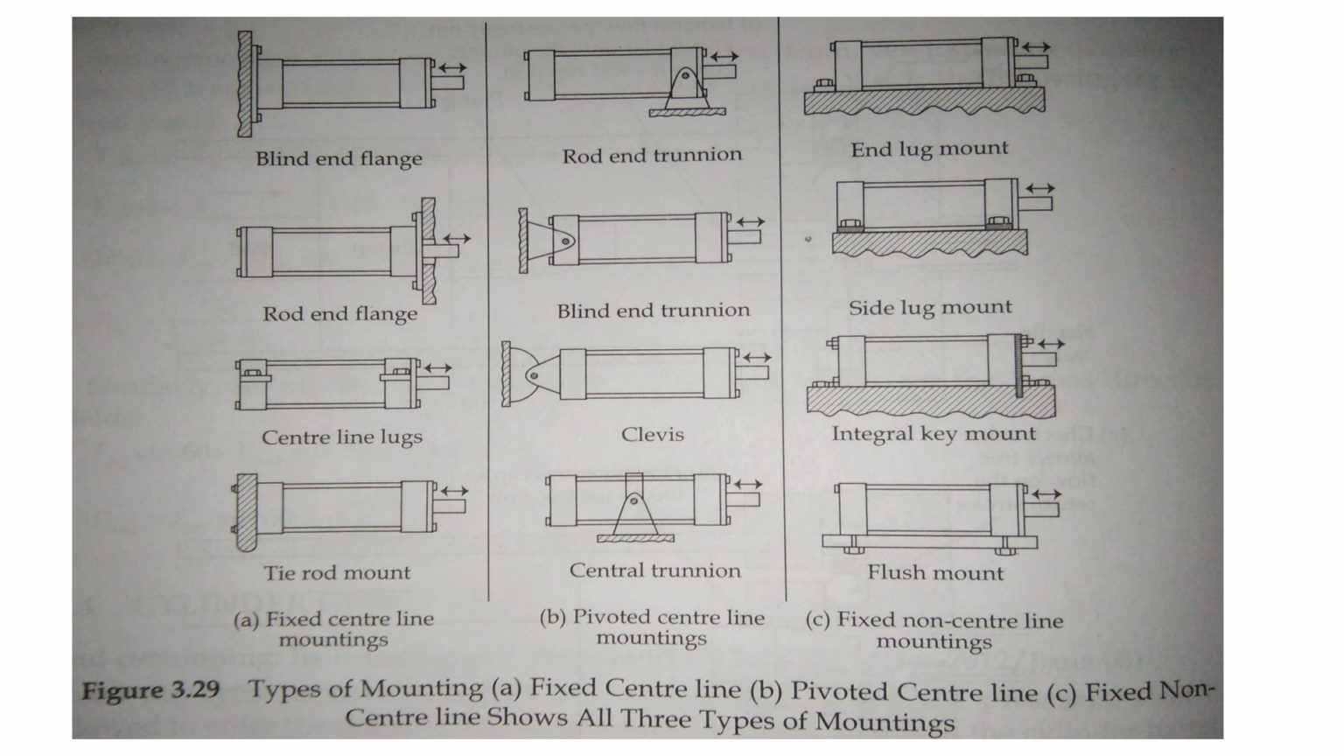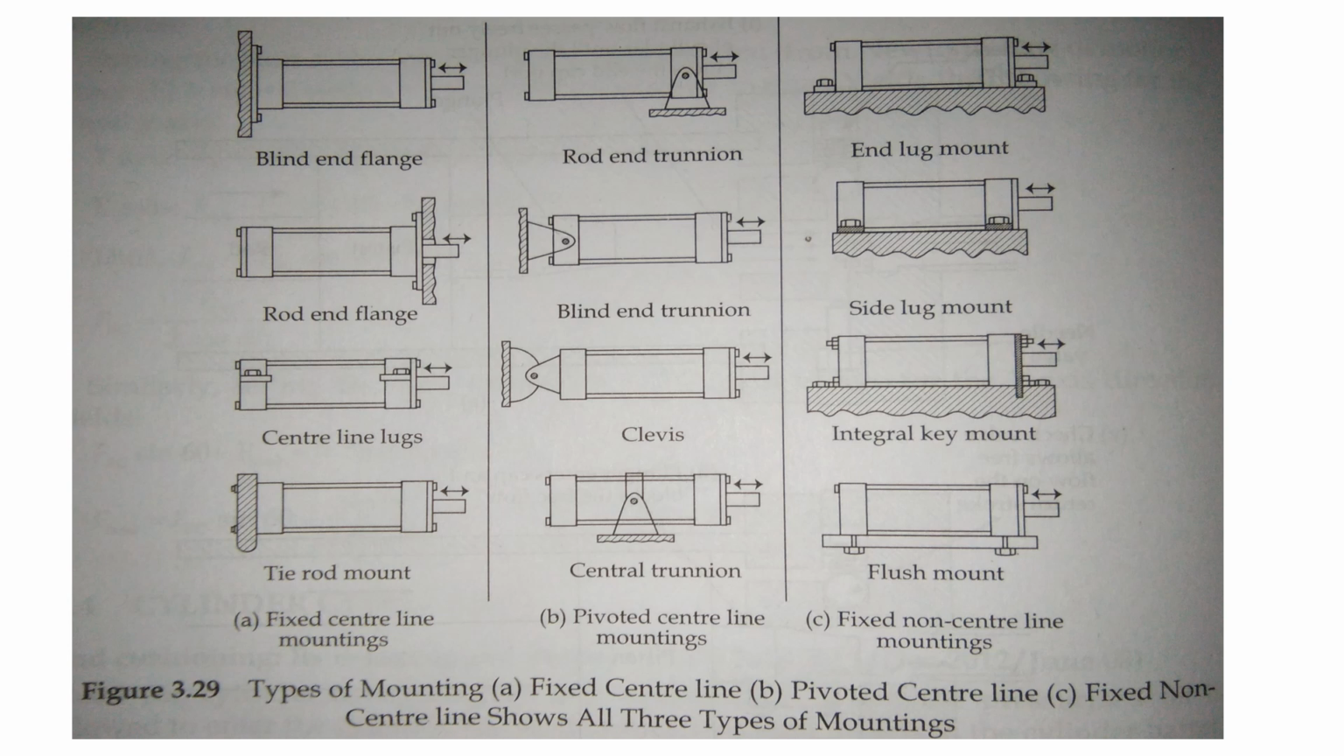The next one is the clevis. Instead of the pivot, they can use the clevis to get a larger angle of rotation. Next we'll have the central trunnion. At the exact center of the cylinder, you can use a trunnion or clevis mounting, that is, pivoted mountings.